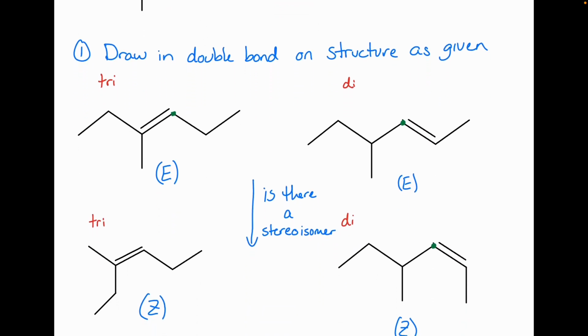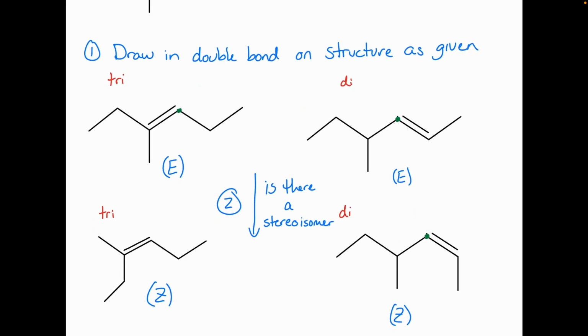And then step 2, I need to ask myself, after I've drawn those, is there a stereoisomer? Am I going to be able to draw another stereoisomer for those alkenes? If so, I've got to include those as well.